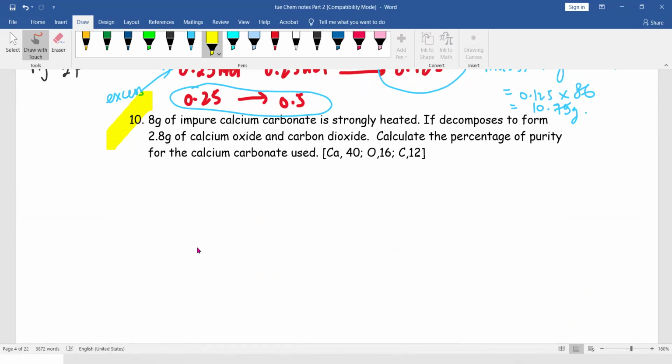Calculate percentage purity. I'll explain to you what percentage purity is. You all do the mass first. First you do the equation. Decomposes means only one reactant. You don't need to add anything. That means it's just calcium carbonate, arrow.